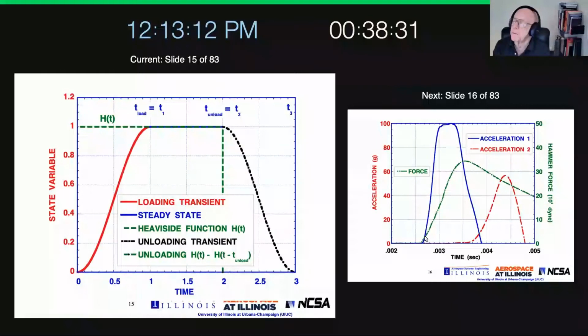Now, one of the big problems that we're facing is that people idealize the starting loading and put in what we call a Heaviside function, which is the green broken line, both for the start and the finish. And this takes infinite accelerations and decelerations. Hello, where are you going to get the energy? So what we should have is an envelope of the red and green solid, and then the black broken line for unloading. And that's the realistic loading. That one we can capture.